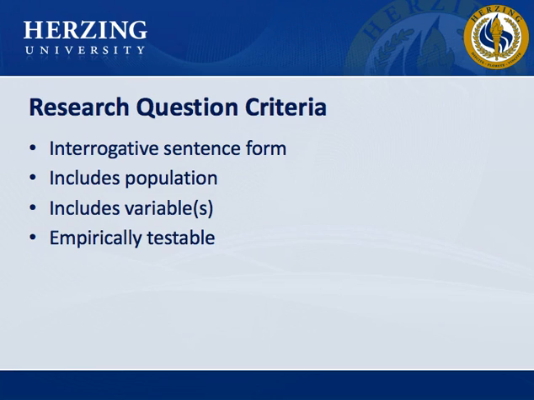The important criteria for writing a research question are that it is written in interrogative sentence form, includes the population, includes the variables, and is empirically testable. A research question should be written in interrogative sentence form that is clear, grammatically correct, and demands an answer. The research question must identify the main group of interest in the study. The research question should include all the variables. The research question needs to be empirically testable, containing variables that can be measured by the research.